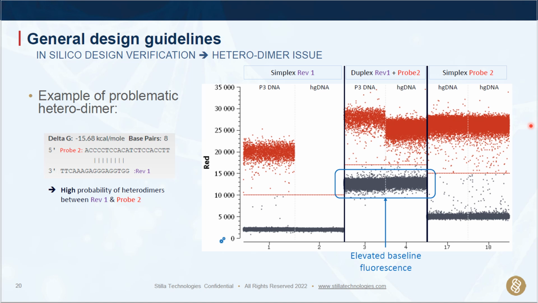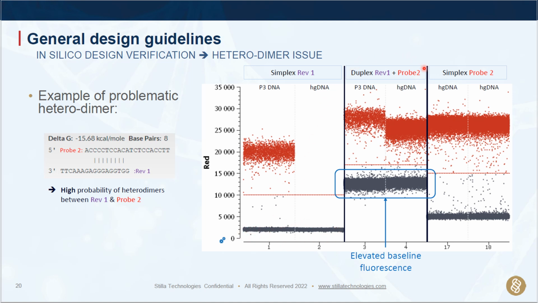Here is another example of why verification of your design is very, very important. Here we have a simplex reaction using just probe 1, and we can see that there's good amplification, a nice cluster of single positive droplets and negative droplets below. If we have a look at the simplex of just a single reaction, we can see that there's again a nice cluster of positive droplets and a nice cluster of negative droplets down below.